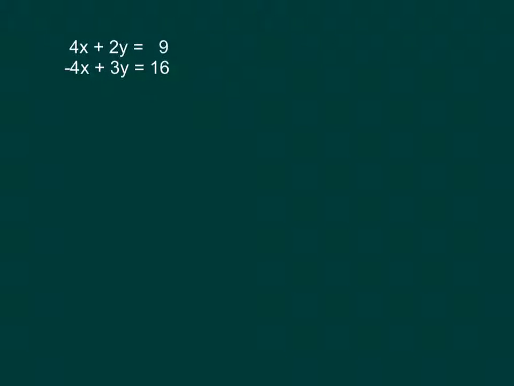Alright, so here we have a system of equations, and they're both already in standard form. So what we're going to do is take a look at both of the x terms and the y terms. And what we're looking for is opposites. So do you see we have a 4x and a negative 4x? Those are opposites, which means that when we add them together, we're going to add vertically, they're going to cancel out. And we want that to happen. We're eliminating, in this case, the x term.